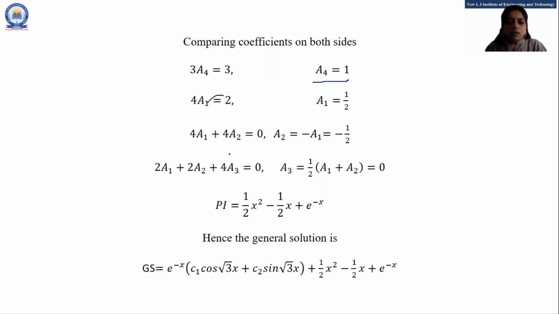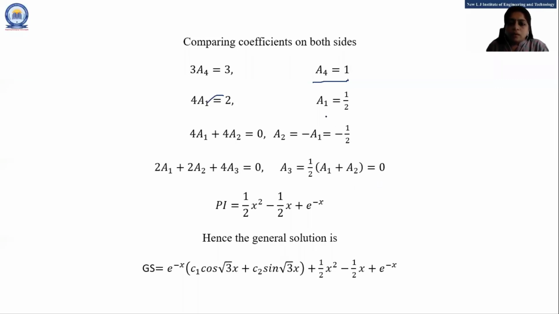For the constant multiple of x, 4a1 plus a2. So here if we take 4 common, then a1 plus a2 is equal to 0. So a2 is equal to minus a1 and value of a2 is minus 1 half. And for the constant term, 2a1 plus 2a2 plus 4a3, a3 is equal to 1 half a1 plus a2, a1 is 1 half, a2 is minus 1 half. So value of a3 is 0.